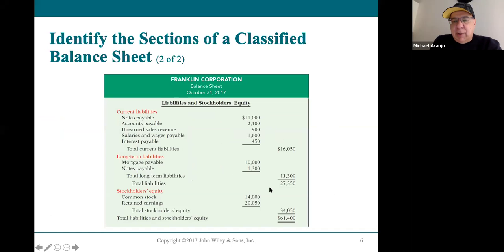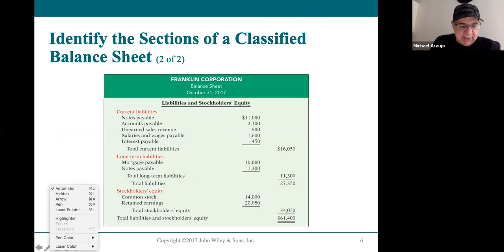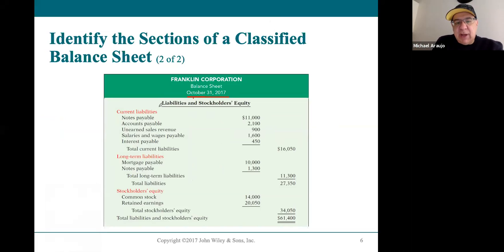All right, I want to start on page 47, which is the Franklin Corporation classified balance sheet. Remember last time we were together, we looked at all of the current assets. This, of course, is the other side of that balance sheet for Franklin for October 31st. Liabilities and stockholders equity section.